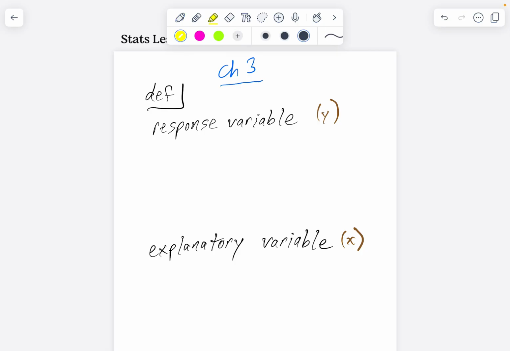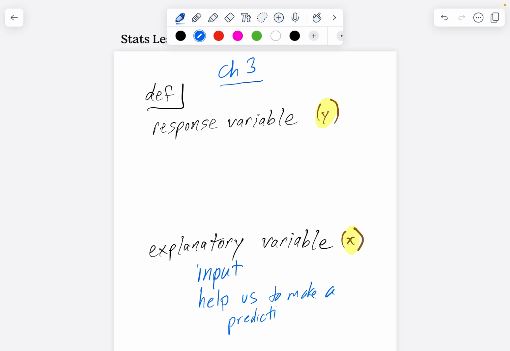So going back to some stuff you know from algebra, you know about x and y variables. In statistics, we don't really use x and y notation. We're going to call these things our explanatory variable and our response variable. So when you look for relationships in data, one of the variables is called the explanatory variable, which you might think of like an input value, something that might help us to make a prediction on some particular output. And that output is called the response variable.